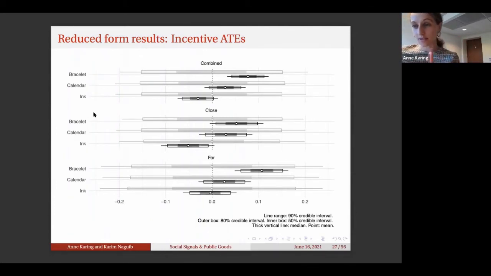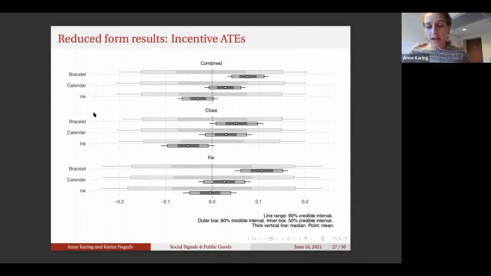So they're nicely centered on zero. And then you see in the darker areas, you basically see the actual estimated posteriors, using the data, the average treatment effects for each of the incentive treatments. The upper panel is showing you, combined for all treatment locations, ignoring distance, what the effect of these incentives was on deworming take up.